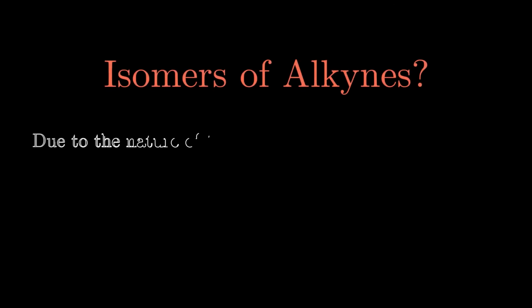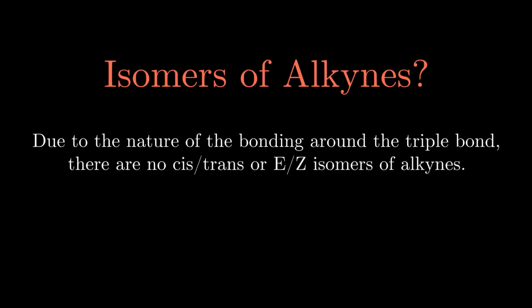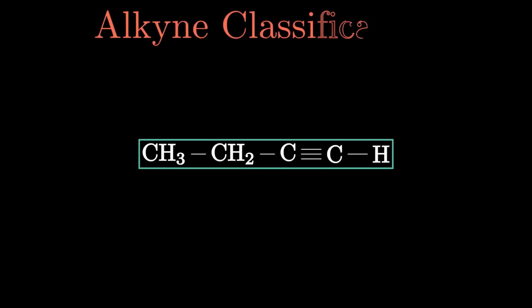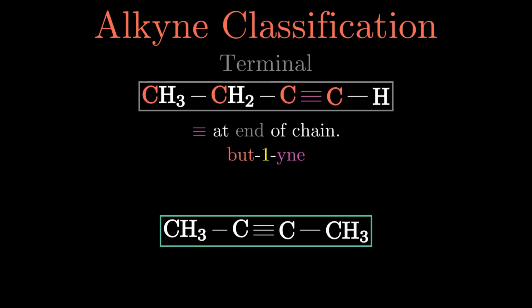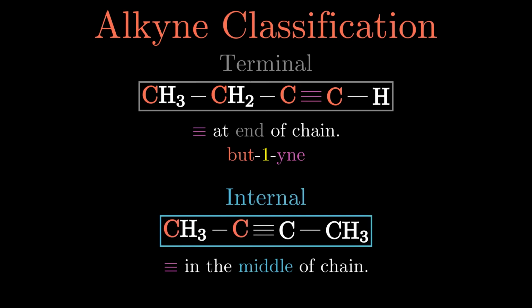Due to the arrangement of atoms in and around a triple bond, alkynes do not have cis-trans or E/Z isomers. However, alkynes are classified based on the location of the triple bond itself. If it is at the end of the chain, it is called terminal. There is no specific notation in the name, but terminal alkynes will be numbered 1. If it is elsewhere in the chain, it will be called internal. Again, there is nothing in the name that suggests this other than the number not being a 1.